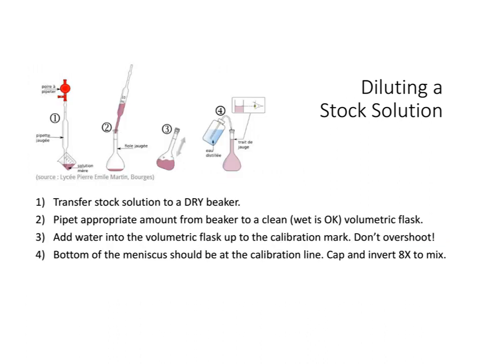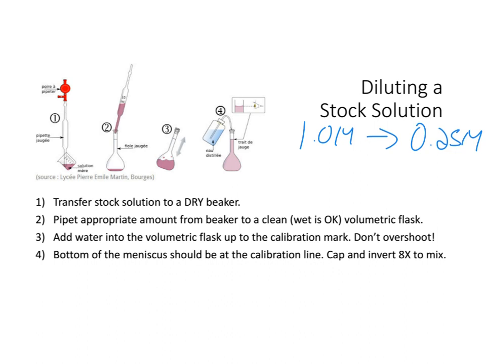If you want to make a solution that is less concentrated than your stock solution, then you need to do something called a dilution. So for example, if your initial concentration was 1 mole per liter and you want to make it to, let's say, 0.25 moles per liter, then you need to do this procedure.